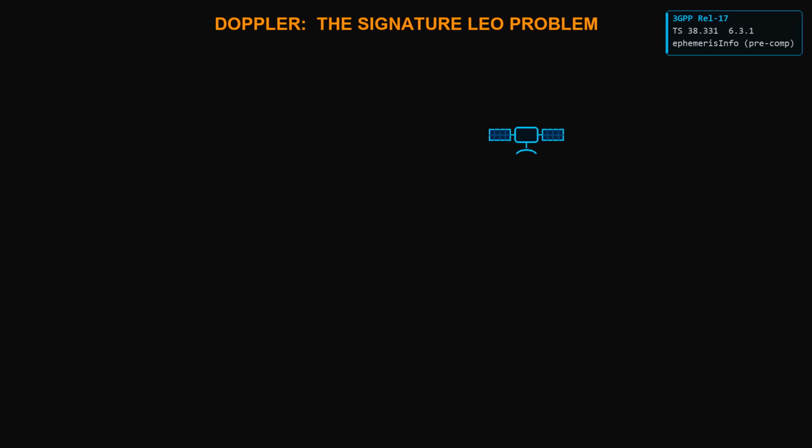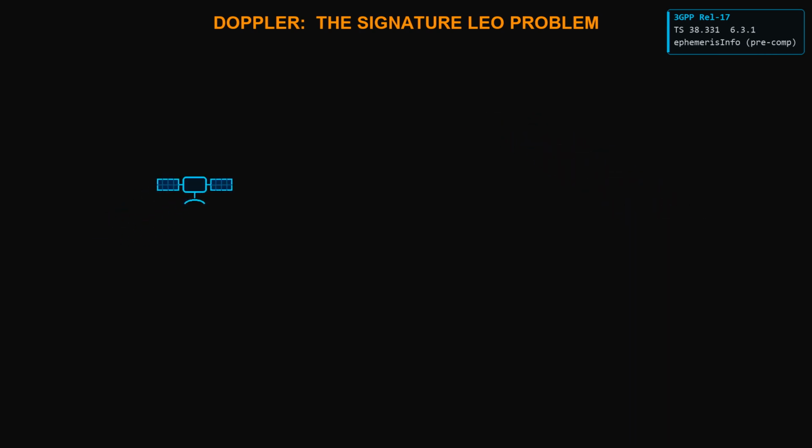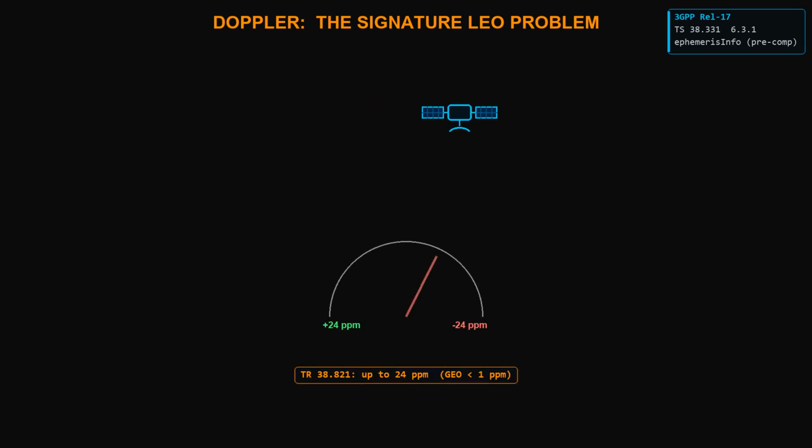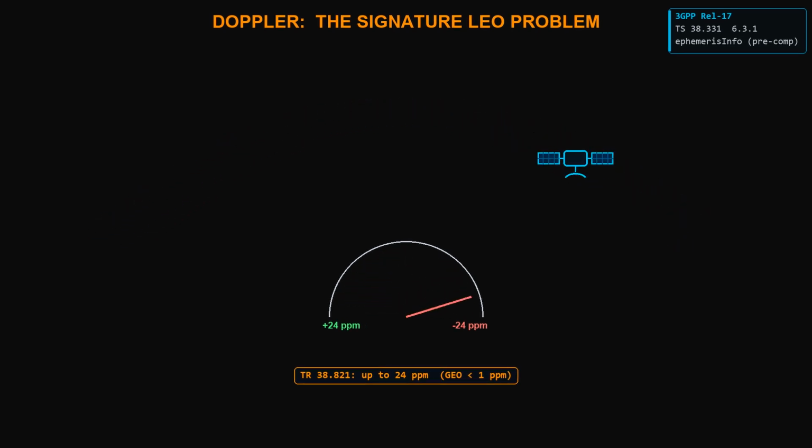Now the signature problem of low Earth orbit, Doppler. You've heard it with a passing ambulance. The pitch drops as it goes by. A satellite screaming across the sky does exactly this to your radio signal, but far more violently. At GEO, the Doppler shift is almost nothing, under 1 part per million. At 600 kilometers, it can reach around 24 parts per million, and worse, it changes fast, flipping from a strong positive shift to a strong negative one as the satellite passes overhead. If the radio didn't correct for this, the signal would drift right out of its channel.